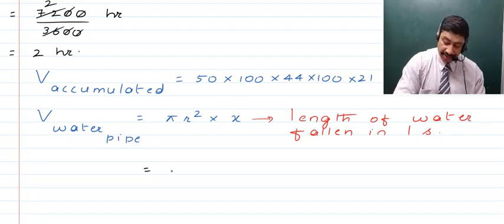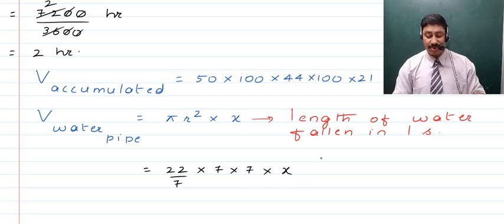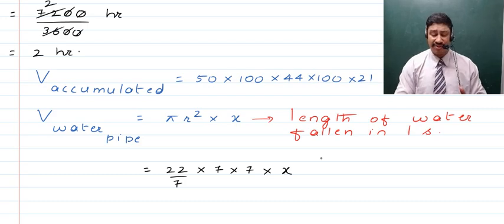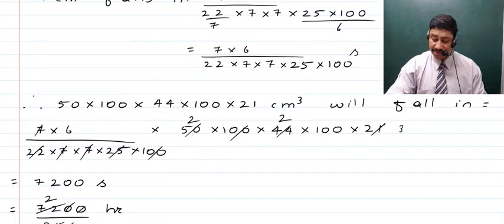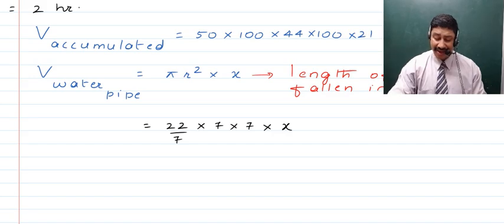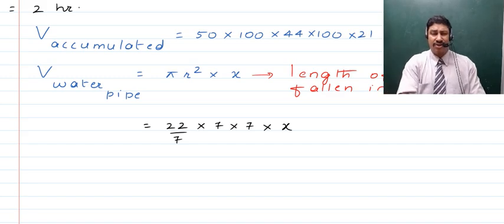Okay, so here children, next we will calculate this, and here we have pi, which is 22 upon 7, multiplied with the radius square, that is 7 into 7, and further multiplied with x, which is the length of water which has fallen off in a single second. Okay, so this is the volume of water which has fallen off in a single second. Remember children, here we have to find out the speed, right? So this is actually the volume of water which has fallen off in a single second.